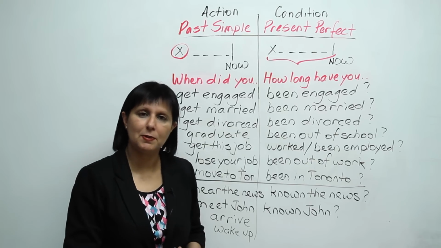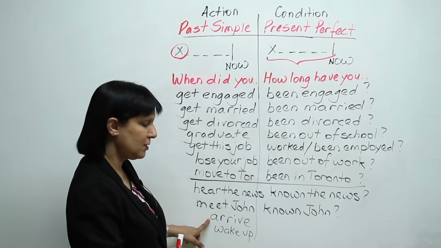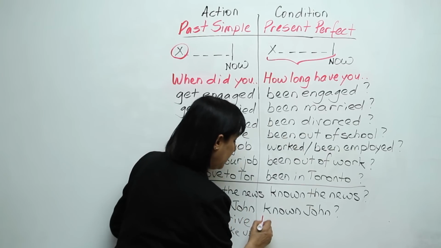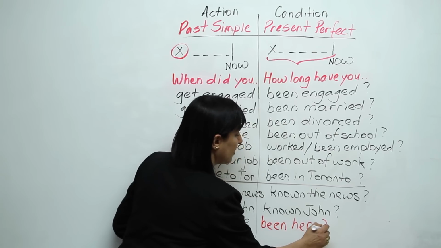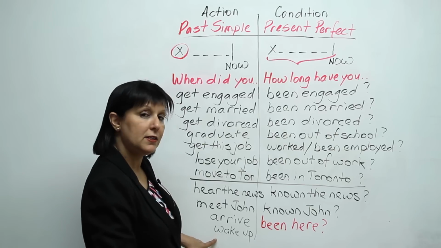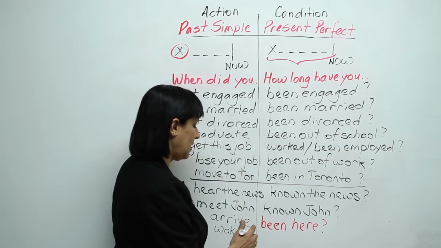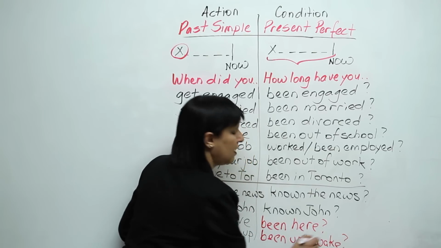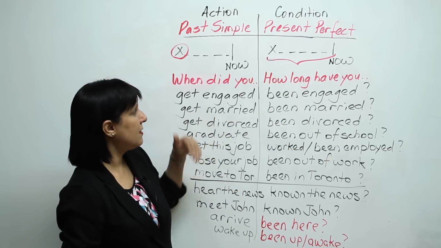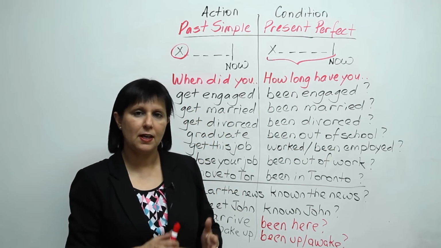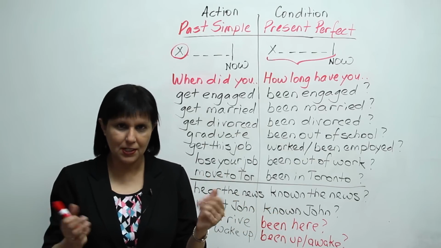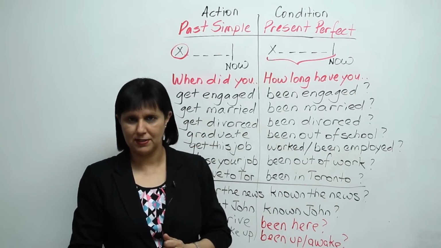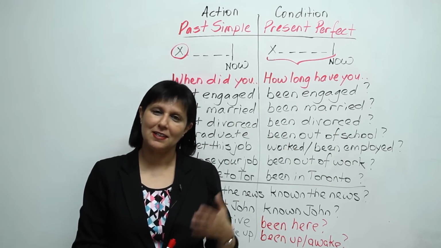Let's work on a couple of other examples. Here, if we want to ask a question, we would say, when did you arrive? Right? And if you change that to present perfect, you could say, how long have you been here? Right? When did you wake up would become, how long have you been up? Or how long have you been awake? All right? So you see that past simple and present perfect are talking about different kinds of information. And by understanding what information you need, you can decide whether you need to use the past simple or the present perfect. Okay? I hope this has helped you to understand this particular point.